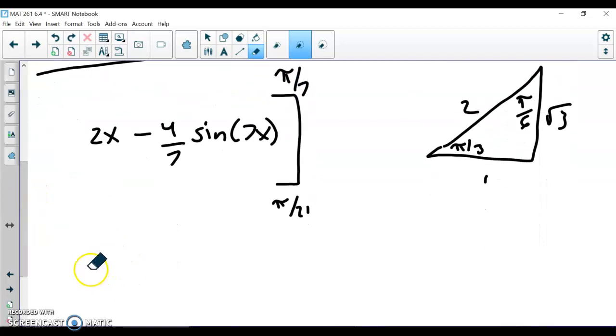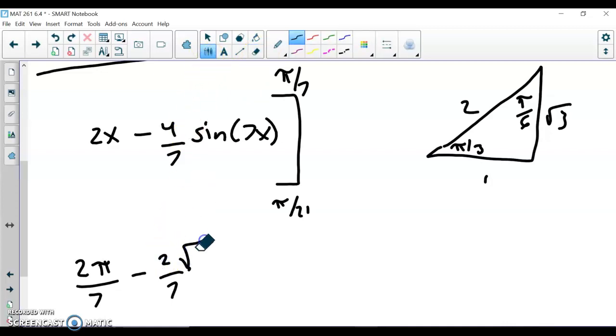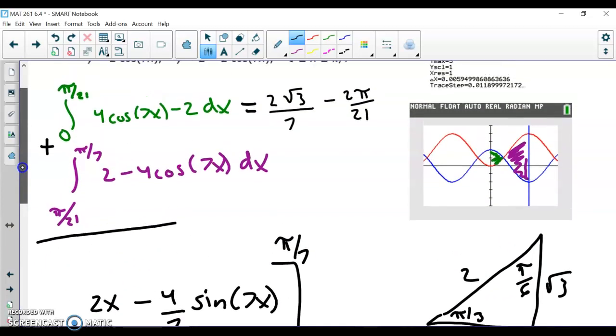So we've got 2 pi over 7, plug that in. And here, the 7s are going to cancel, so you just get sine of pi, and sine of any integer multiple of pi is 0, so that's just going to be 0. When we plug in pi over 21, we're back to sine of pi over 3 again. So this is 4/7 times another root 3 over 2. So really that's just going to be minus 2/7 root 3, I should say 2 root 3 over 7.